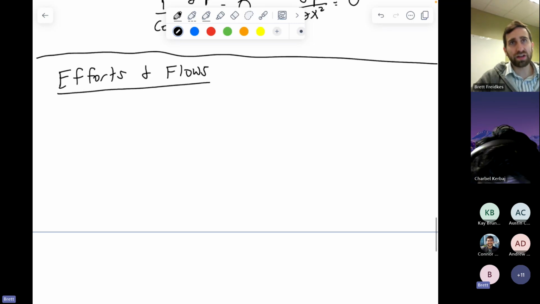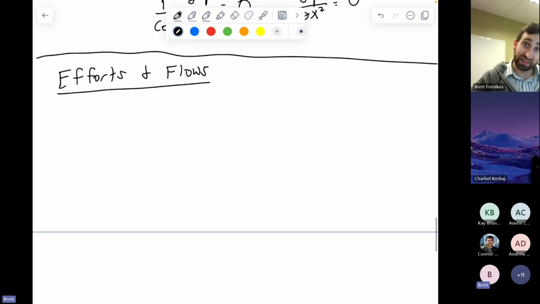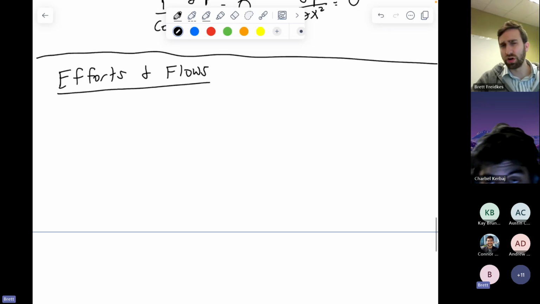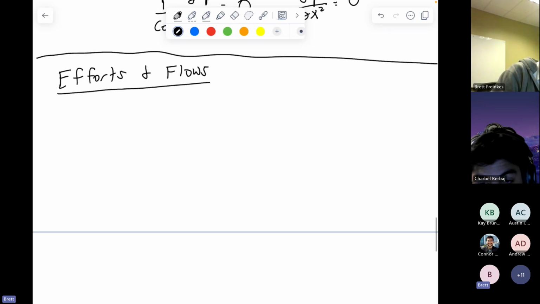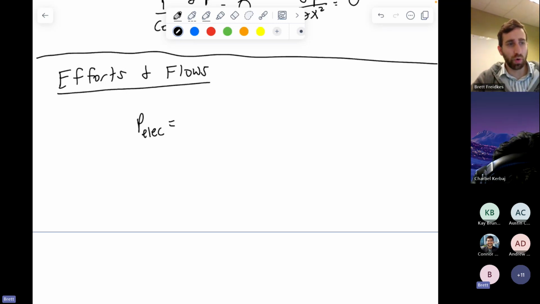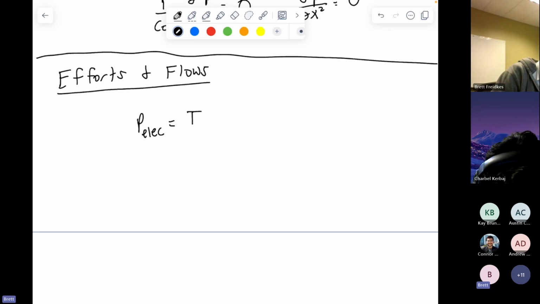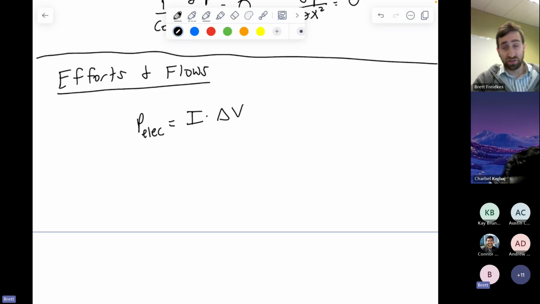If we think back to electricity, what is the power of some sort of circuit? Let's say P electrical. In terms of current and voltage, what is the power generated? Yeah, it's I times V. That's correct. This is I times the voltage drop across a component. You can see how much power is expended on a certain resistor, based on the current that goes through it and the voltage drop acting across it.